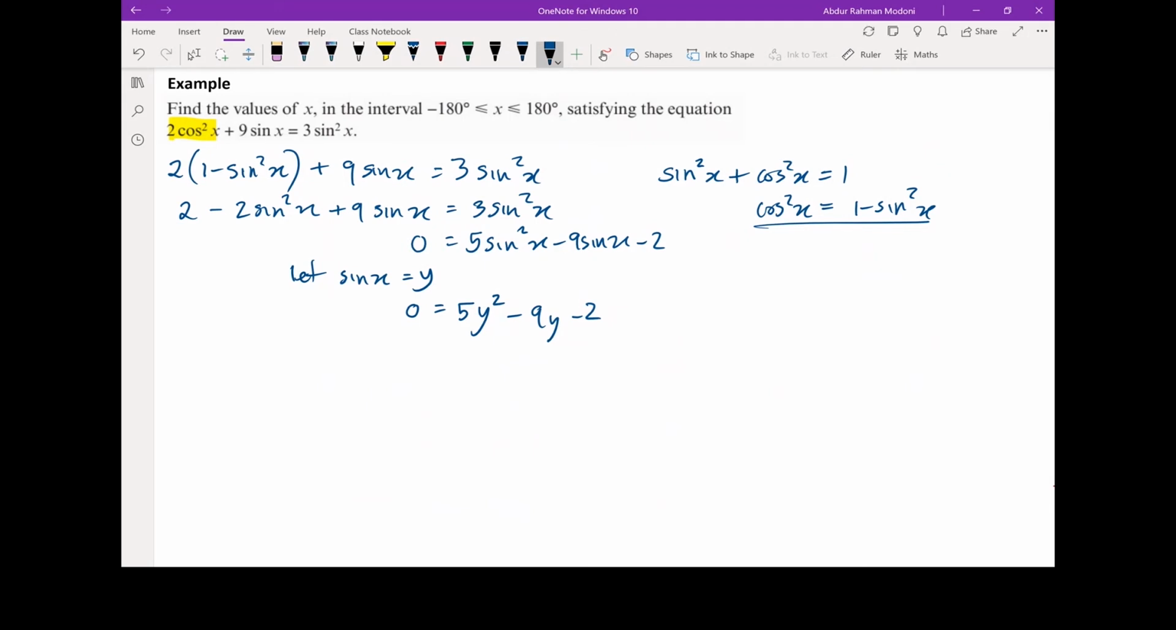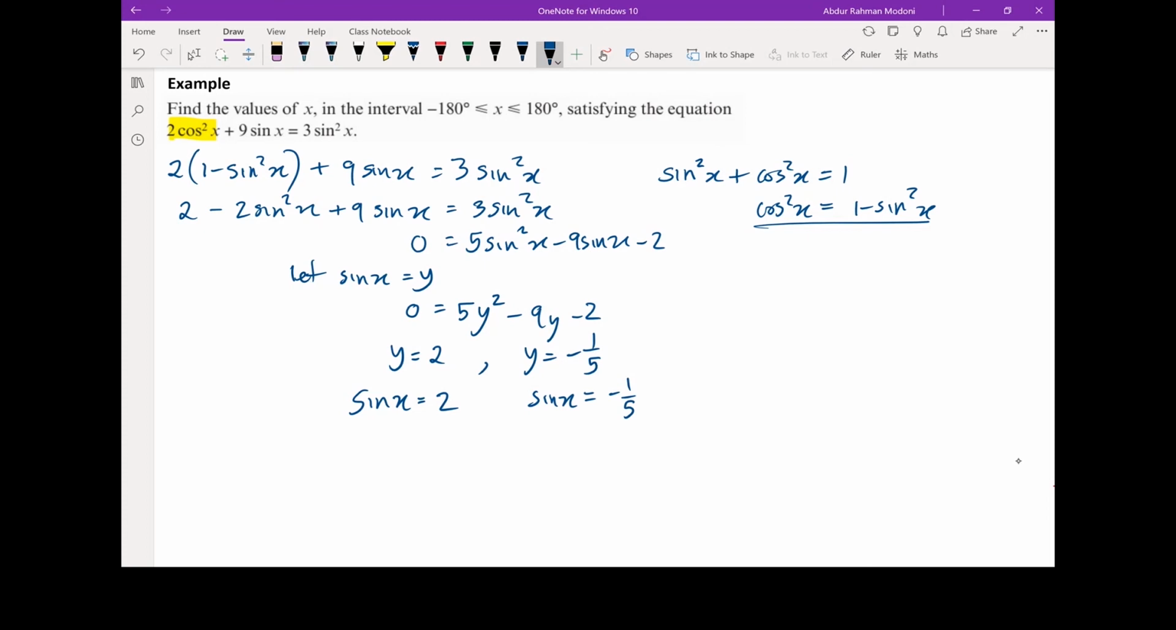So if I go and use my function on the calculator here, I will choose the polynomial function, and a is equal to 5, b is equal to minus 9, and c is equal to minus 2. And when we do that, we get y is equal to 2 as one solution, and we also get y is equal to minus 1 over 5 as my second solution. Go back and substitute y with what it was originally. So sine x is equal to 2, and sine x is equal to minus a fifth.